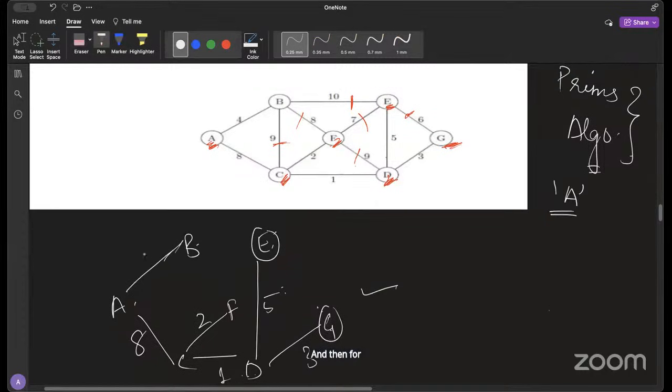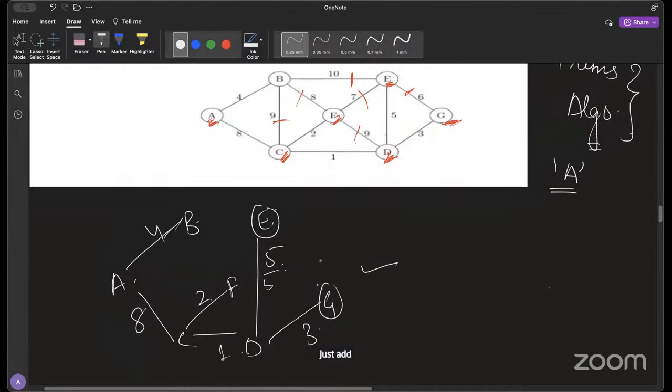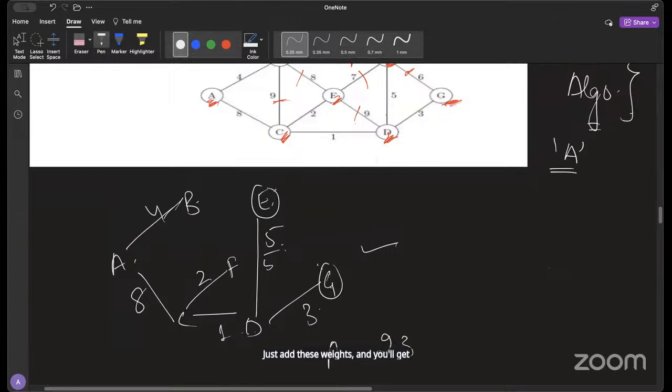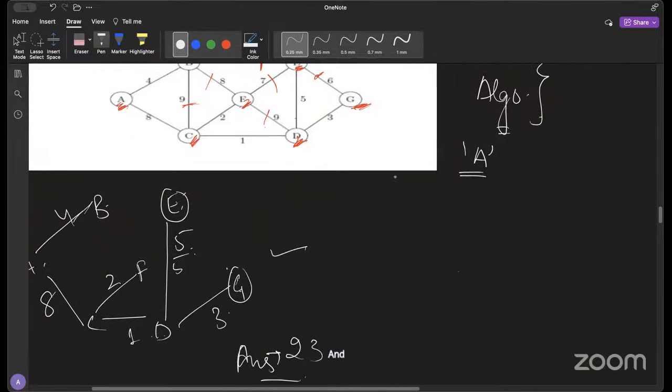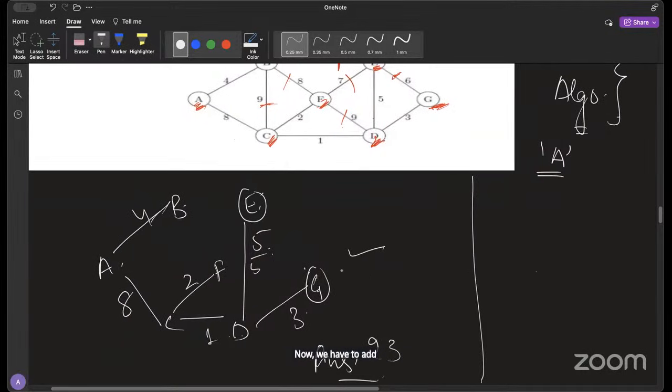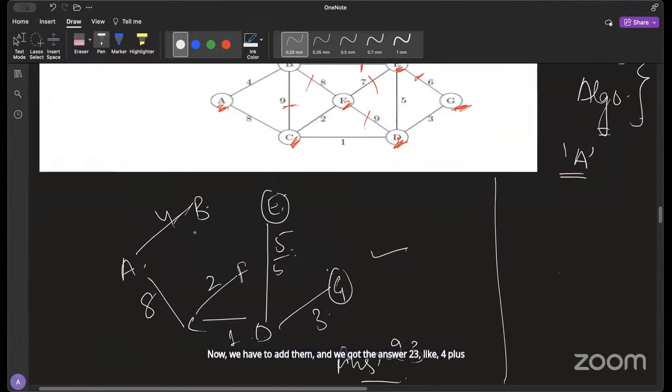And then for the minimum cost, you can just add these. This is 5. 23. Yeah. Just add these weights and you will get the answer. Ma'am, for Prim's we have to add them and we got the answer 23, like 4 plus 2 plus 8 plus 1 plus 5. Yes, just add all of them.